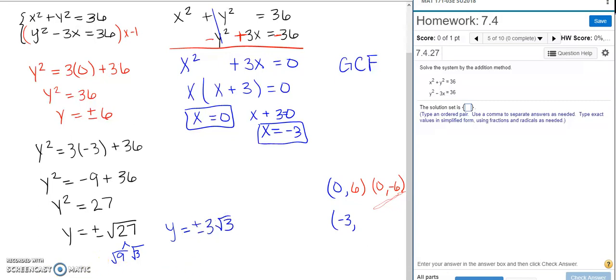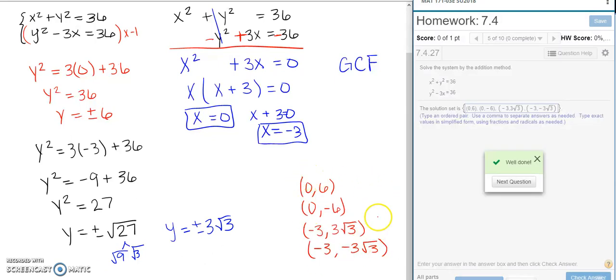Okay, sorry about that. I just wanted to rewrite that a little neater. So when we used x equals 0, it came out to have 2 separate y values. So that makes it 2 separate points. And when we used x equals -3, that also came out to 2 separate y values. We had to simplify it. Make sure you simplify it. And so that gave us 2 separate points.